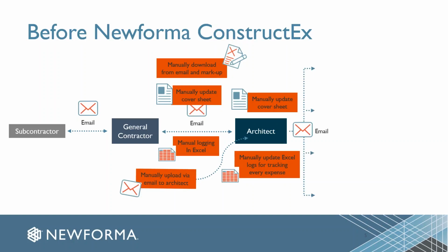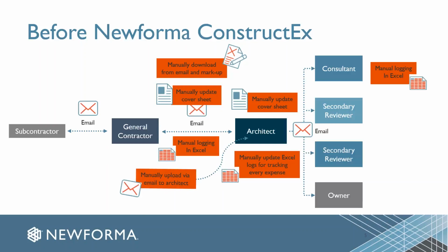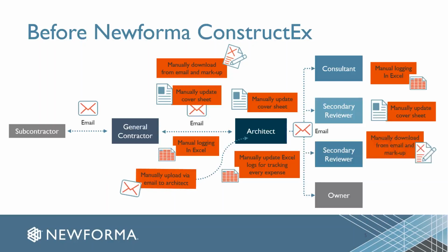Then they email that to all of their secondary reviewers and consultants, who take similar steps. They go through and log and update and so on. And then all of that manual labor and those steps have to happen again on the return trip, from the reviewers back to the architect, back to the GC, and finally to the subcontractor.